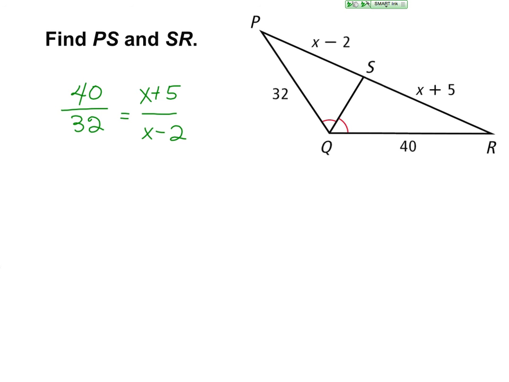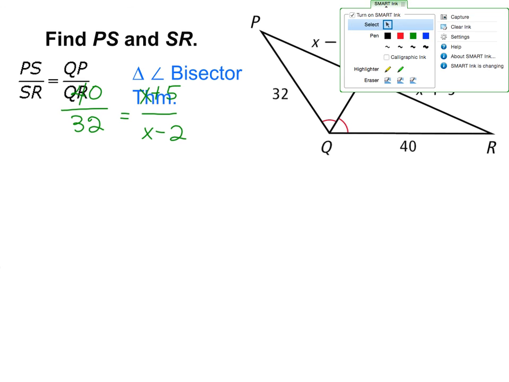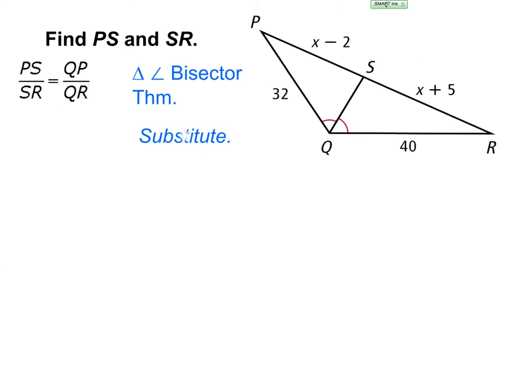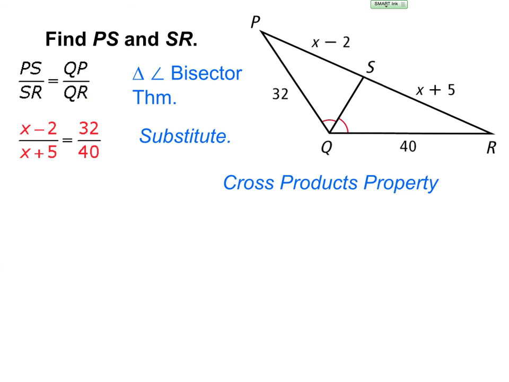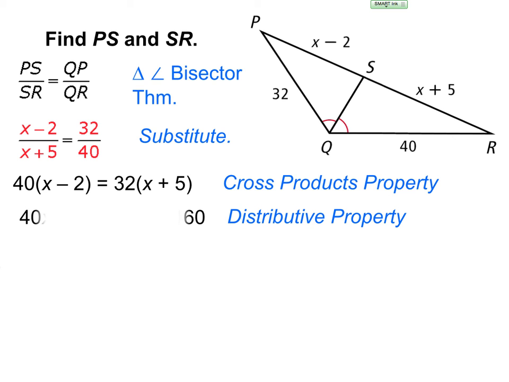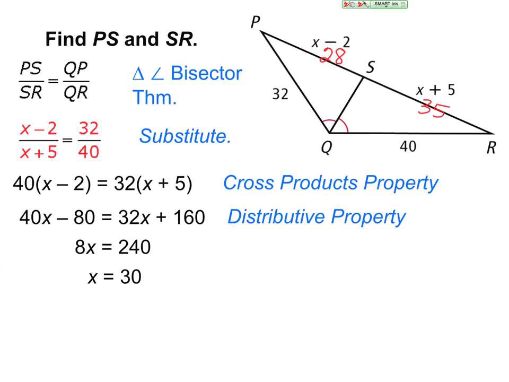Okay, so let's look at another one, how you would set it up. I'll show that solution. When you did the distributing and solved, x was 30. So if x was 30, notice this length would be 28, and this one would be 35. The longer piece is by the longer side of the triangle, the shorter piece by the shorter side of the triangle. Let's try another one.